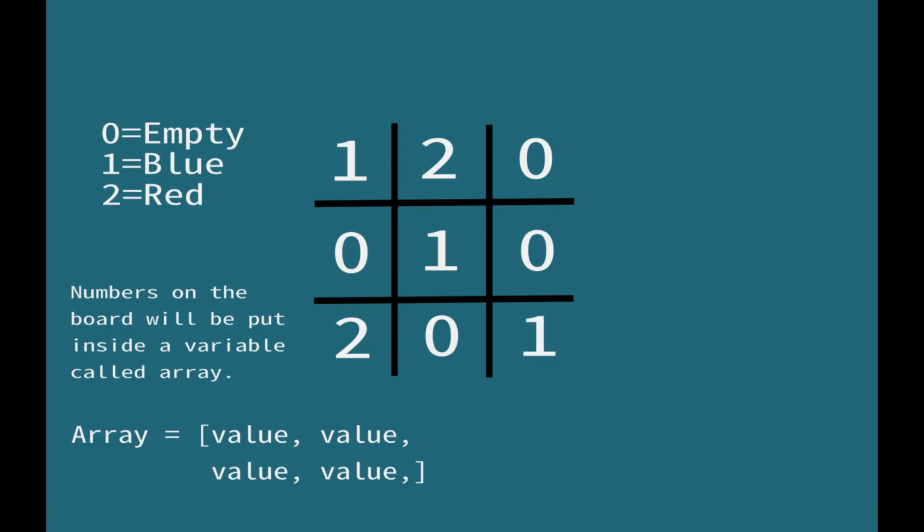As you can see, the blue has 1 and 2 for the red. The numbers on the board will be put inside a variable called array. An array is a type of variable that can hold multiple values.